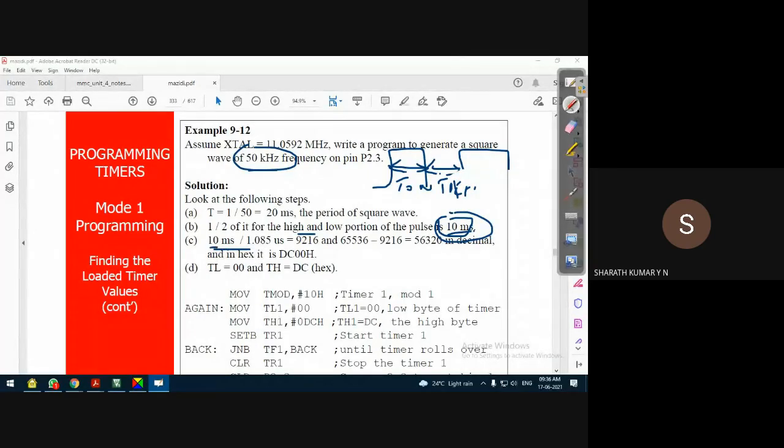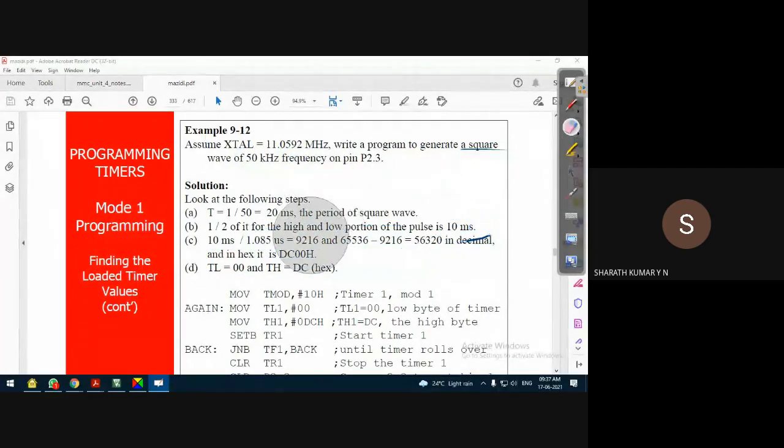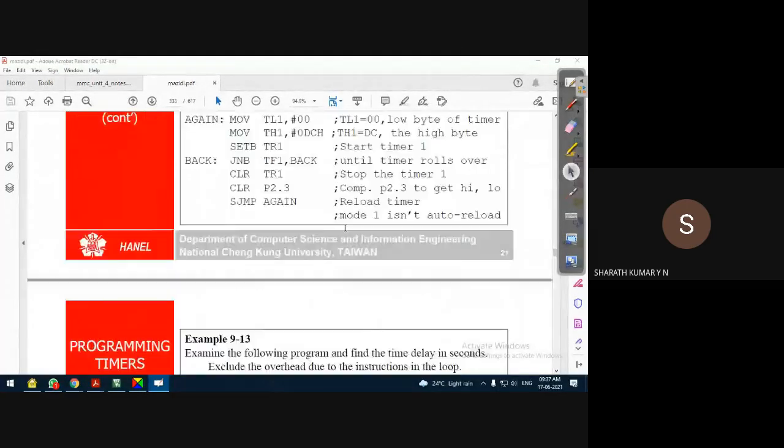So divide the 10 millisecond delay by the time period of one machine cycle, 1.085 microseconds. It gives around 9,216 clock pulses. This is the number of clock pulses to be counted to generate approximately a 10 millisecond delay. So the value to be loaded to the timer is BC00H: the upper byte of the timer is BC, the lower byte is 00. This kind of program we can do, no problem.